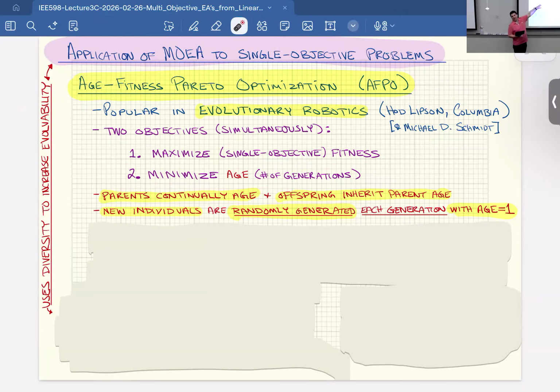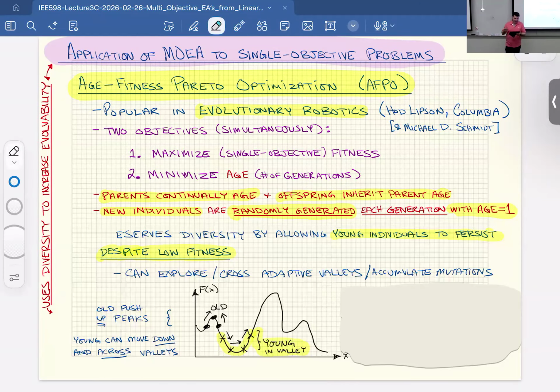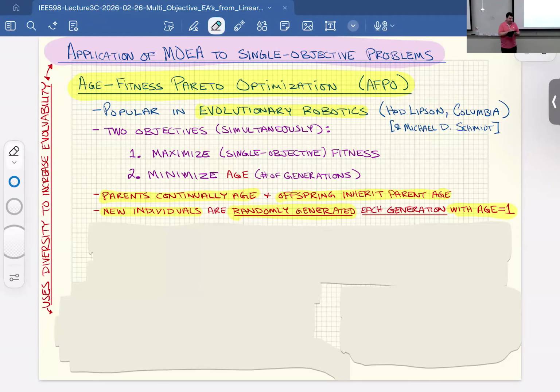That's what AFPO does. So if you have a solver that can do this, then you have a way to actually add more evolvability than a normal single objective solver. And so that's one example of, if we have a solver, some applications that we can do with that.